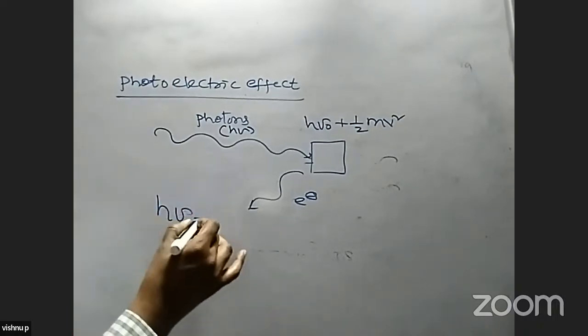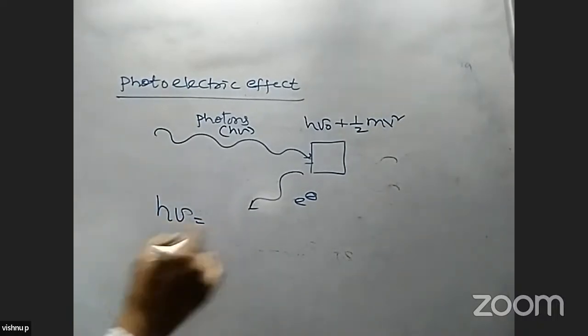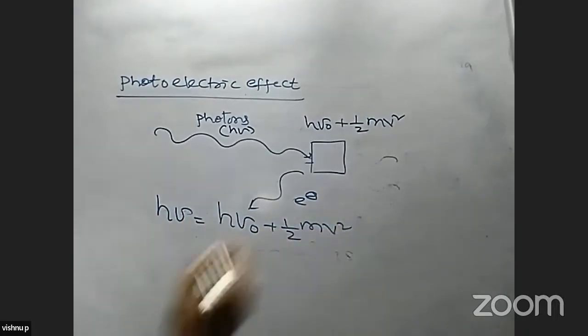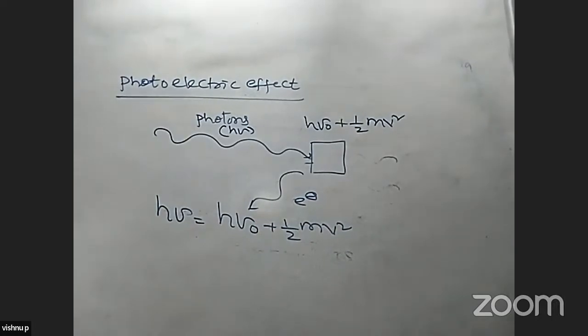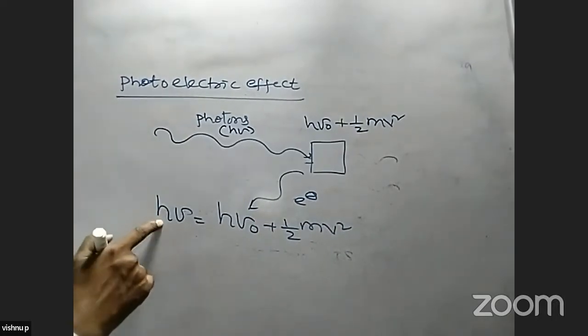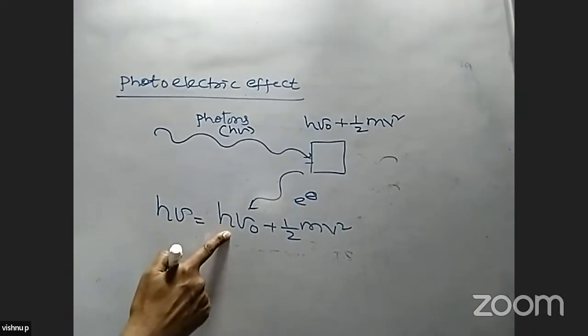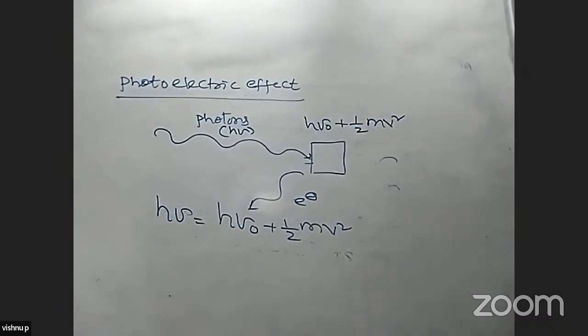So according to the photoelectric effect, h nu is equal to h nu naught plus half mv square. h nu naught is called the work function, or threshold energy, and half mv square is equal to the kinetic energy of the ejected electrons. So Planck's quantum theory and the photoelectric effect explain the particle nature. And again, Bohr's theory depends on spectra also.